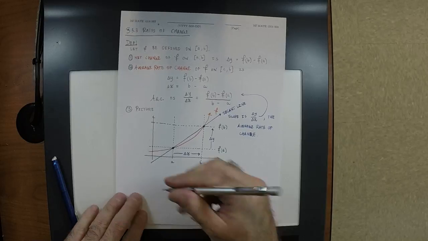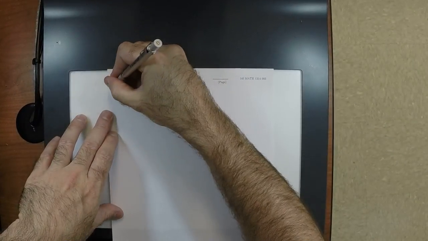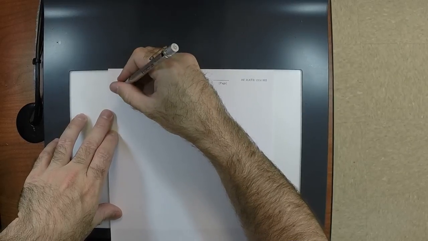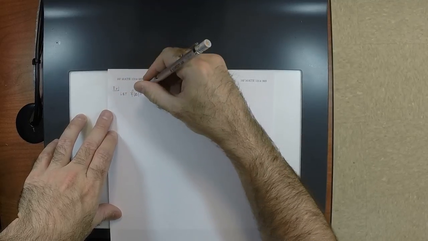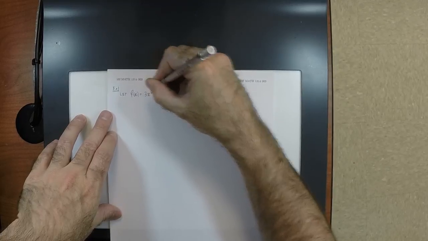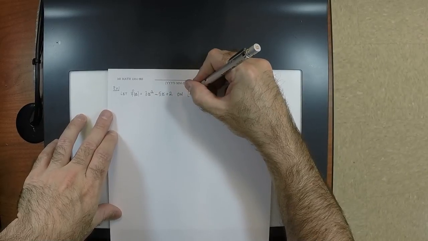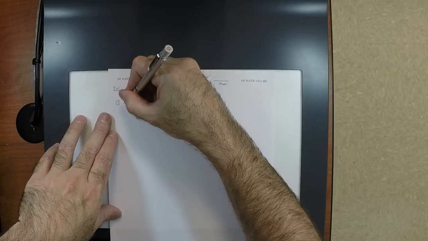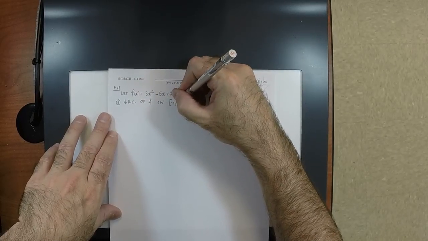Okay, so now I can finally ask an exercise. Let's do it on the next page. So is everybody okay with this? Let f of x be 3x squared minus 5x plus 2 on the interval negative 1 to 3. Question 1, please find the average rate of change of f on negative 1 to 3.